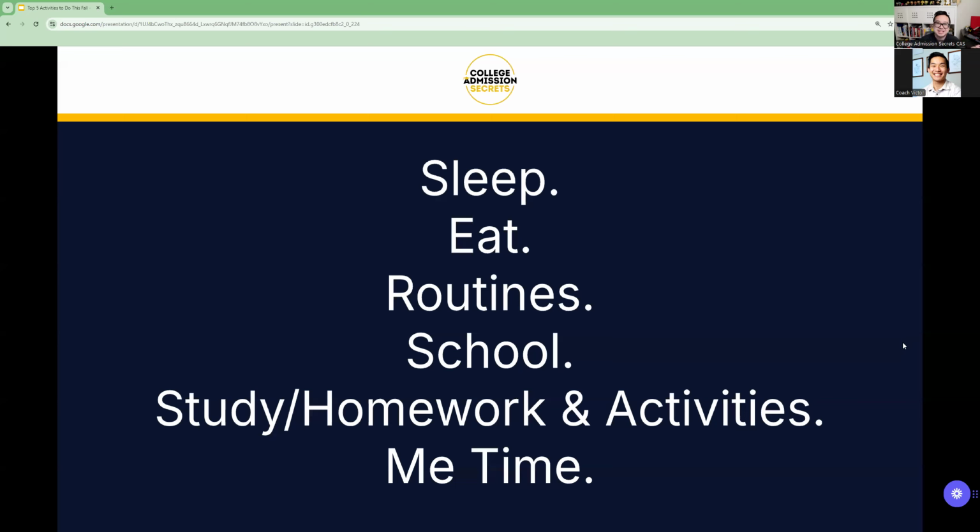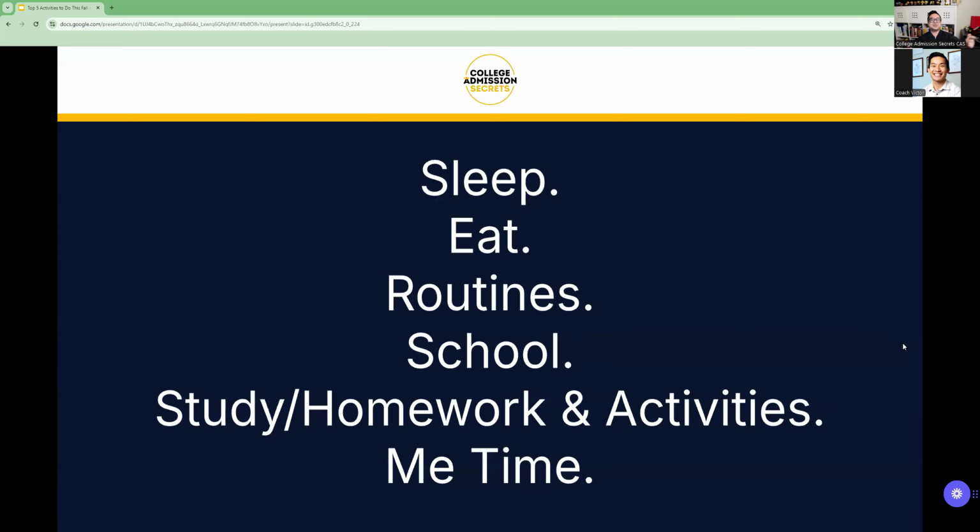Number two, you have to eat. We're humans, right? If you don't eat, you die. So definitely plan out eating time. Number three, routines. These are like, when you wake up, what do you do? When you go to sleep, what do you do? The routine stuff. Students have school. Parents, you guys have work, right? Throw work in there as well. Don't forget to factor commute time, right? You have to get to school. We don't just teleport to school. People don't factor that in. There's commute times. Make sure that you factor for traffic.